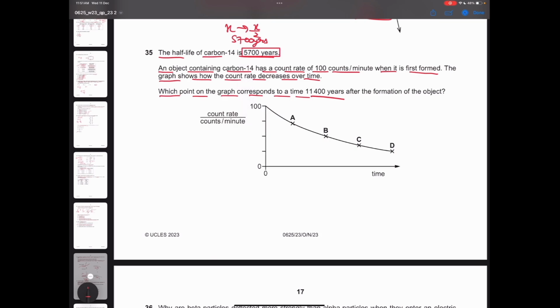Now just think about it. We are starting from 100. After the first half-life it should be 50, so it should be here, at point B, after 5700 years. Now, for the second half-life, the 50 should decrease to 25. And 25 is here, which corresponds to point D. So your answer is D. Two half-lives will result in 11,400 years.